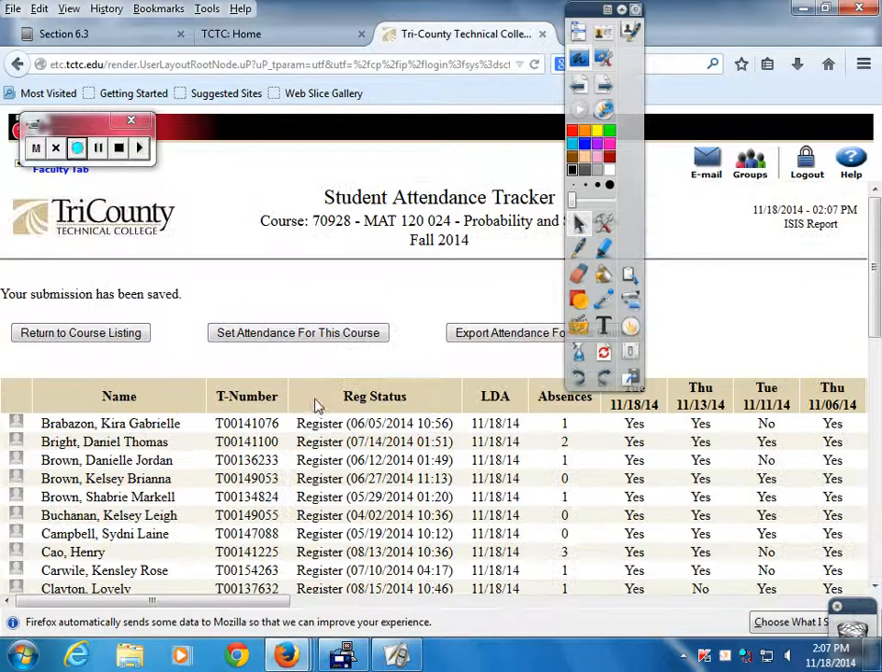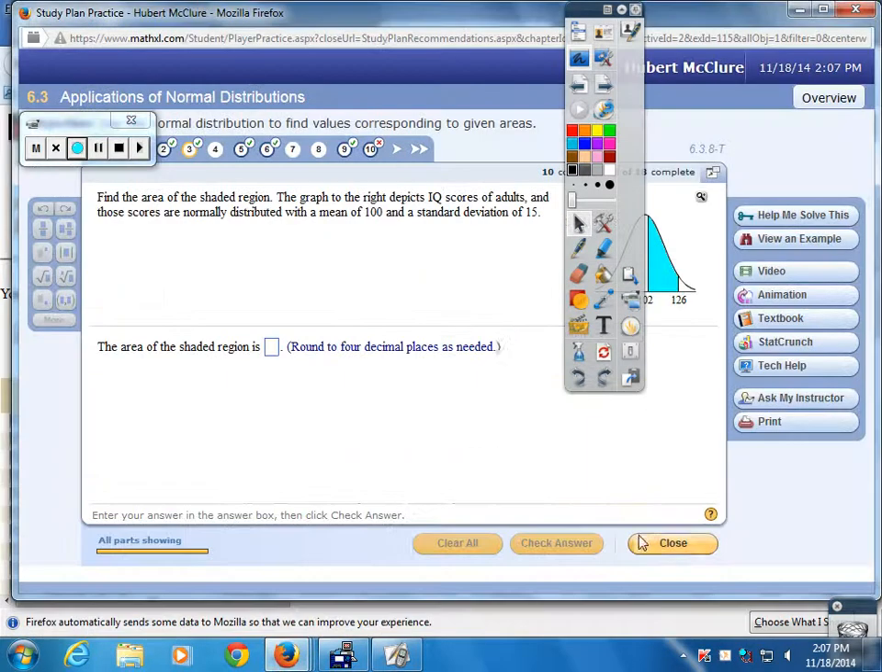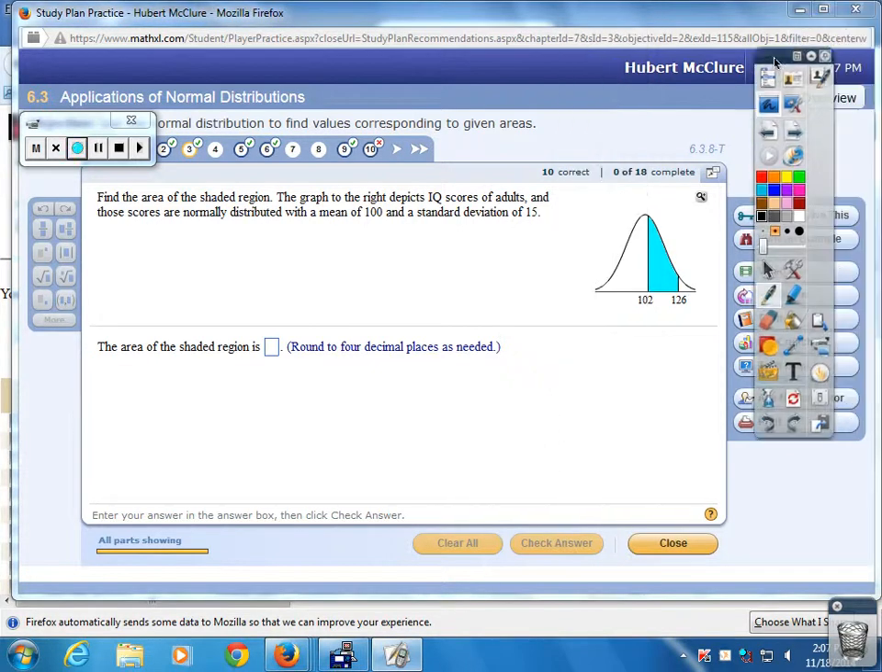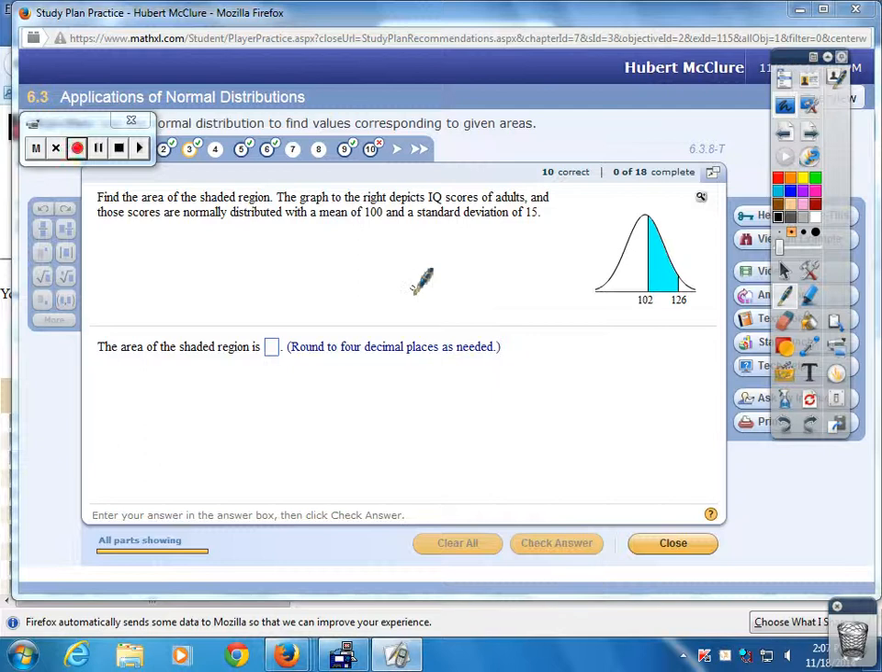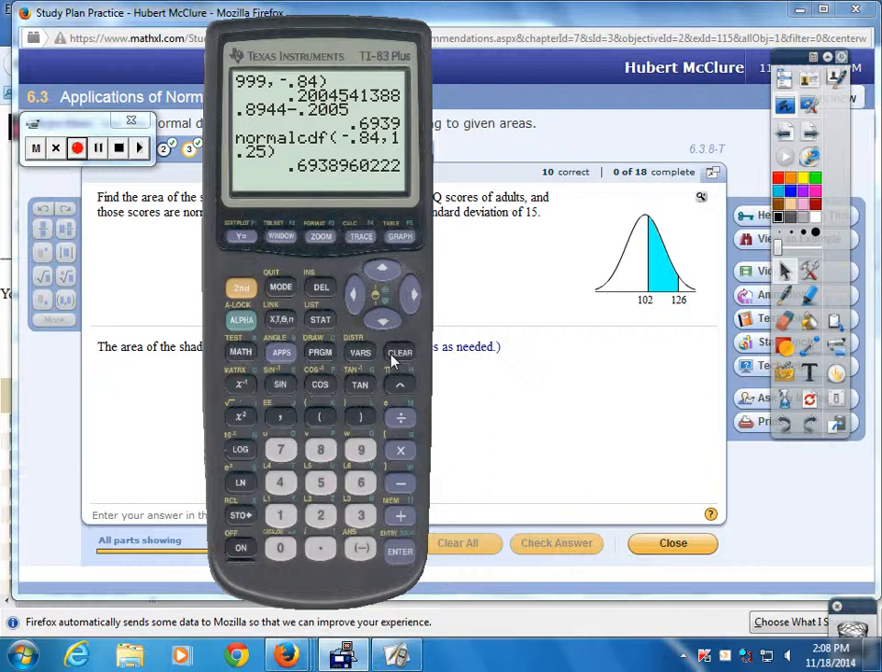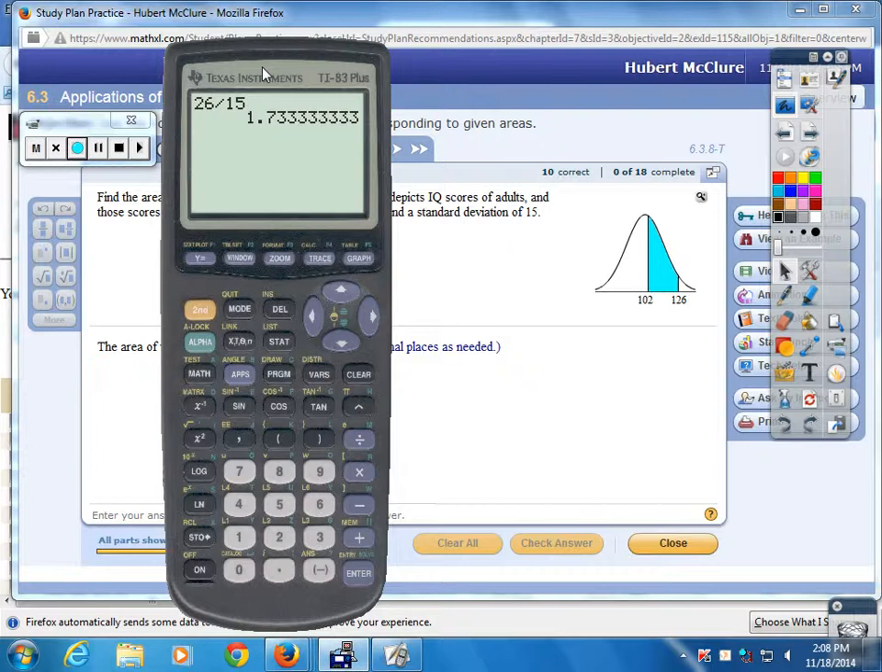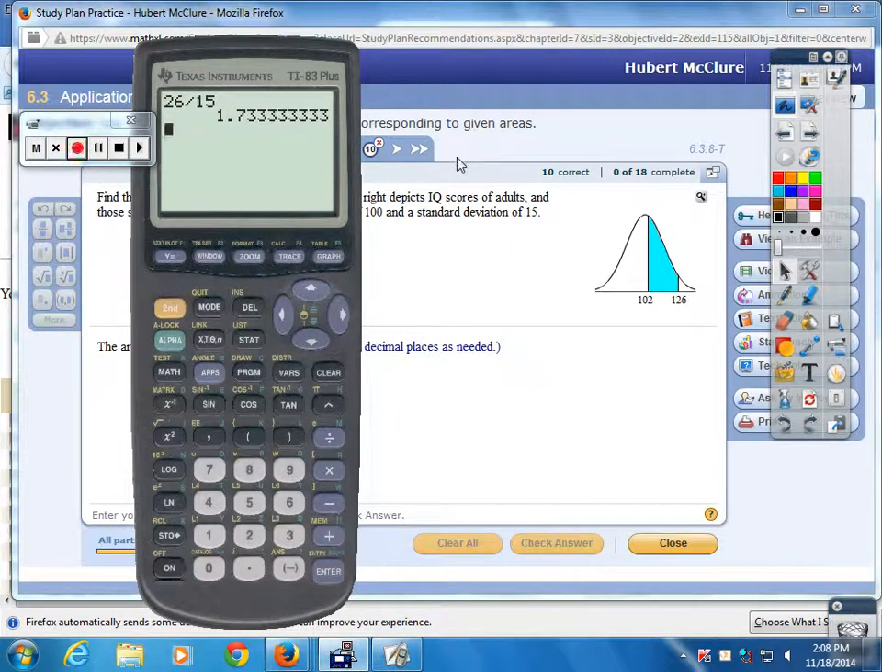Okay, I'm going to do this one right quick for you, and y'all need to work on homework. All right, so let's do it in our heads. 126 minus 100 is 26 over 15. Well, just do it on your calculator, 26 divided by 15. All right, keep that in your memory bank. Then 102 minus 100 is what? 2, and 2 divided by 15.